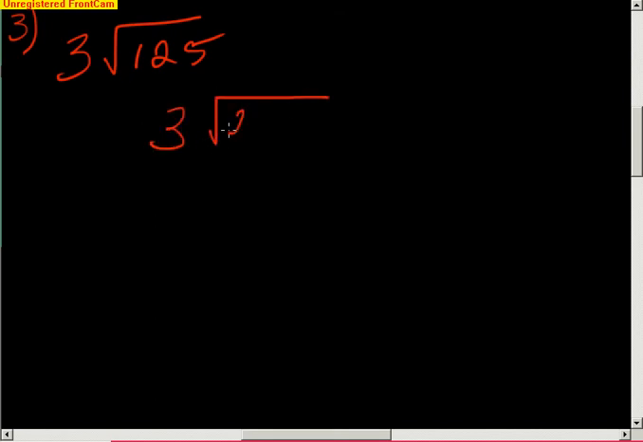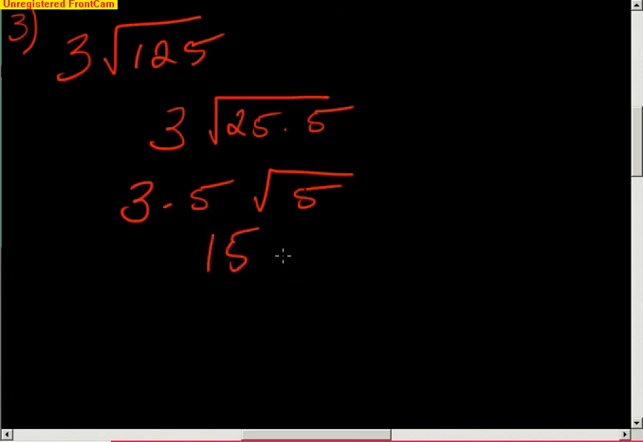Question number 3 is 3 root 125. Is there a perfect square that is a factor of 125? There is. 3 root 25 times 5. Square root of 25 is 5. That means we move a 5 to the outside. 3 times 5. We leave the other 5 inside. That's as far as it will go. 3 times 5 is 15. My final answer is 15 root 5.